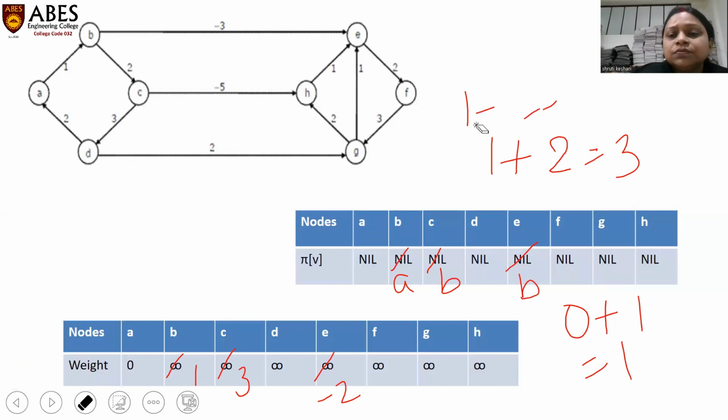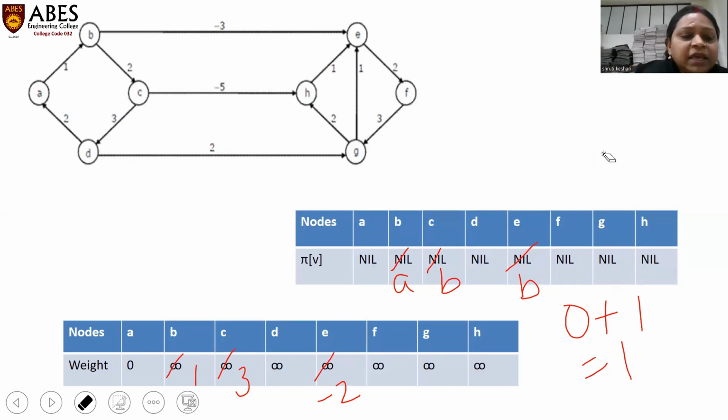Now, which one is the minimum value? A and B are already visited. You can mark this one. In C, D, E, F, G, H, which is containing the minimum value? E is containing the minimum value.